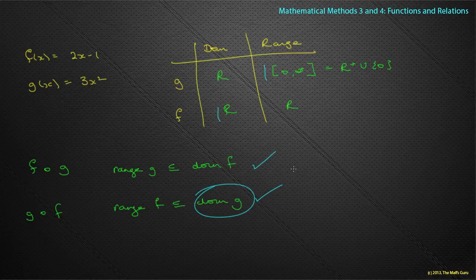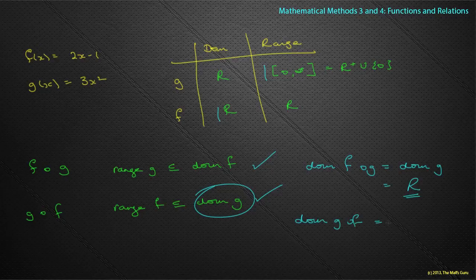And if I wanted to find out what the domain of fog is, remember the domain of fog will be given by the domain of g, this function here, and the domain of g is real numbers. And what about the domain of GOF? That would be given by the domain of f. Okay, so the domain of f, and what is the domain of f? It is also the real numbers.